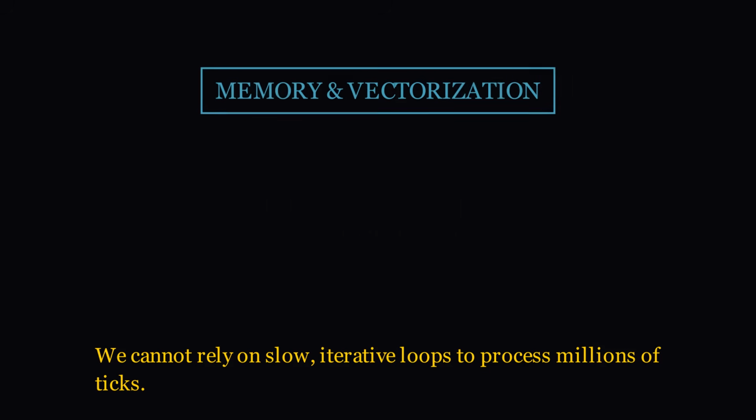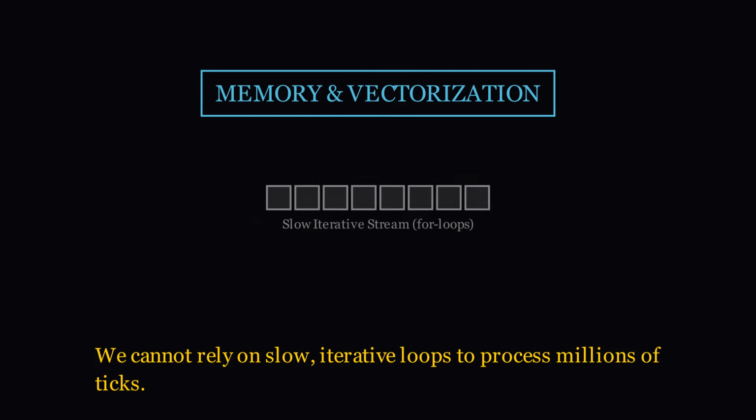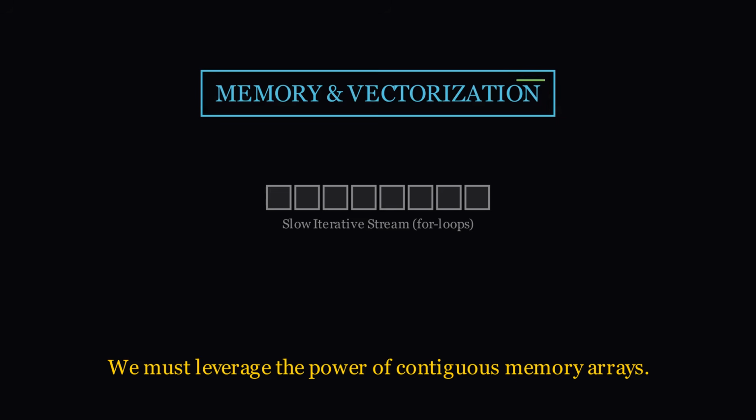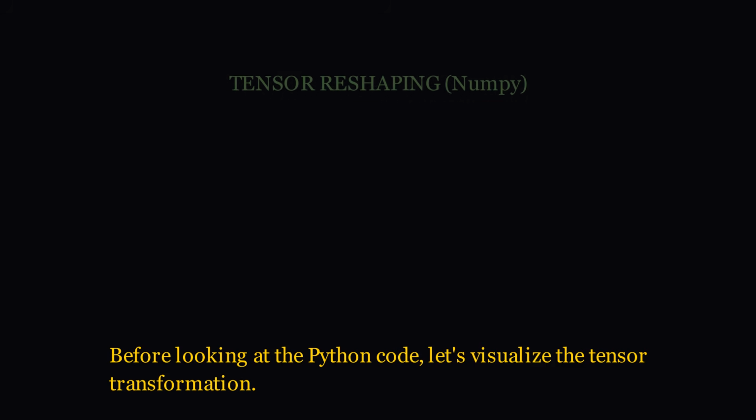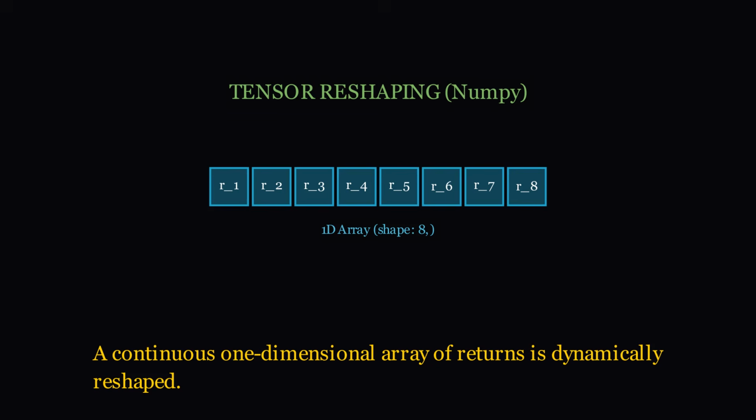We cannot rely on slow, iterative loops to process millions of ticks. We must leverage the power of contiguous memory arrays. Before looking at the Python code, let's visualize the tensor transformation. A continuous one-dimensional array of returns is dynamically reshaped.